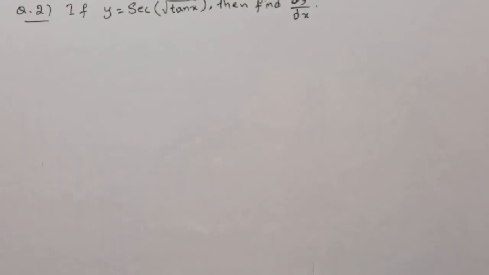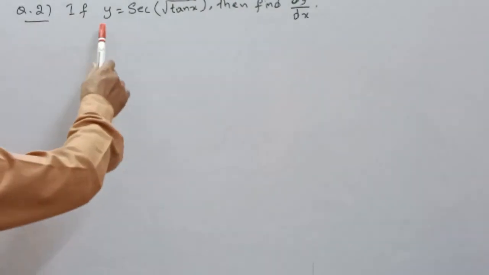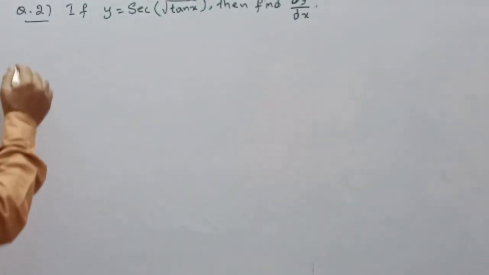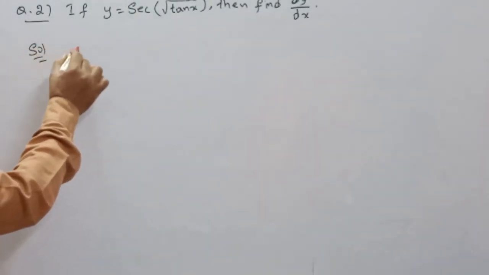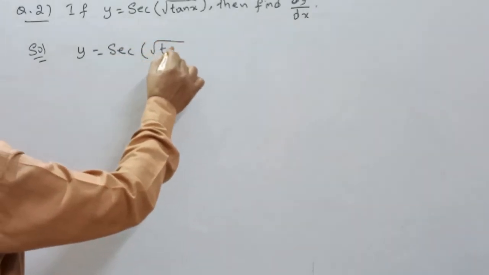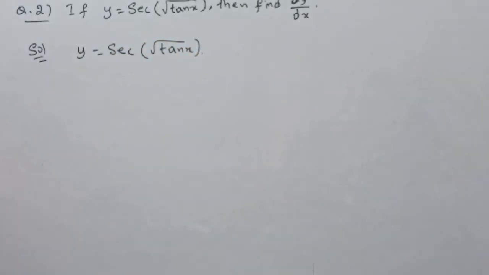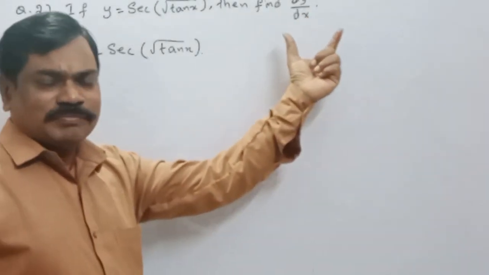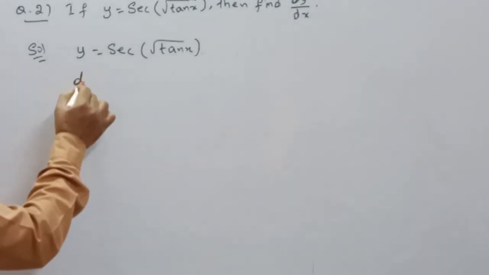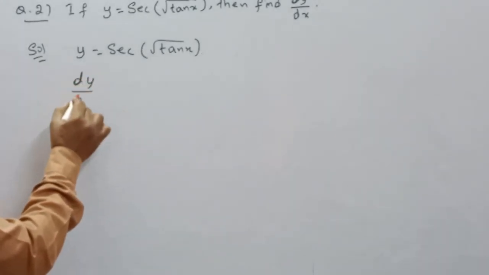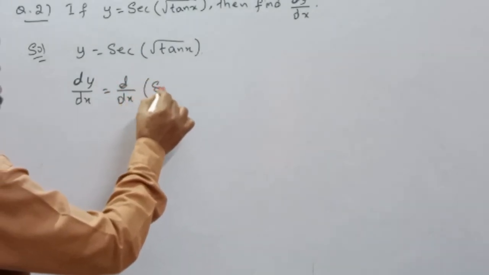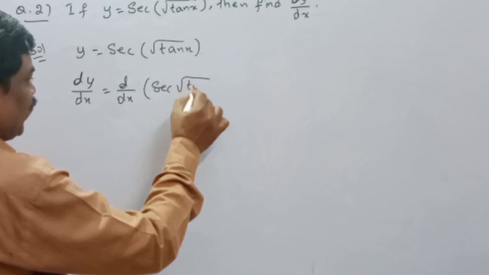Here is one more problem from differentiation. If y is equal to sec of root tan x, then find dy by dx. So you see here y is equal to sec of root tan x is given. We have to find dy by dx, differentiation with respect to x. So dy by dx is equal to d by dx of sec of root tan x.